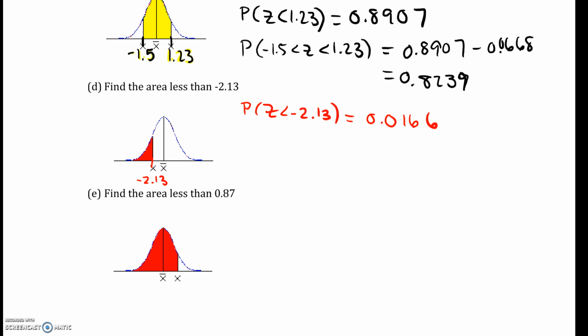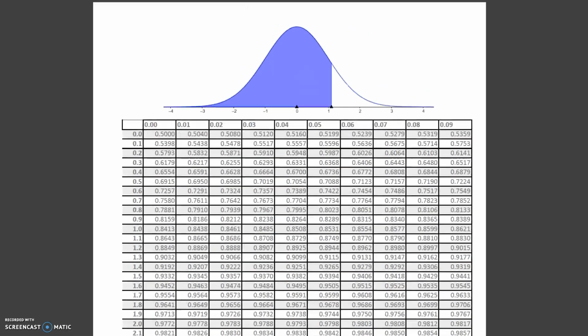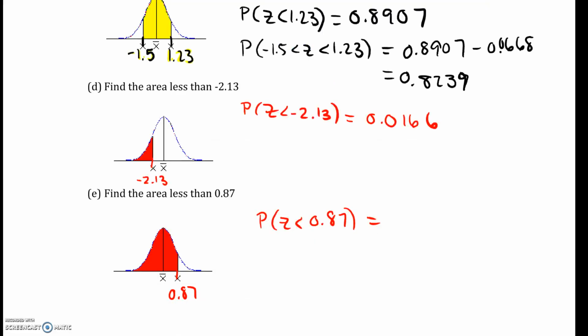Okay. And same, if I want to find the area less than 0.87, this is a positive z value, but it's still a less than type question. And so all I have to do is look up that z value on my chart. 0.87. Oops, next one down. 0.8078.